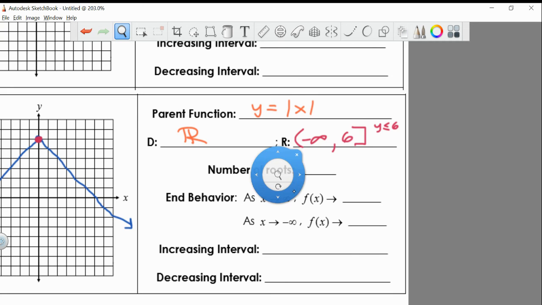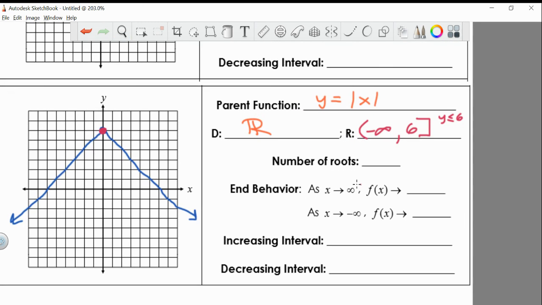Okay? Number of roots is how many x-intercepts do I have? 2. End behavior. Again, it's pretty easy because both of them go the same direction, right? On the right side, am I up or down? I'm down. On the left side, am I up or down? Down. Right? I'm down on both, so I put negative infinity for both.